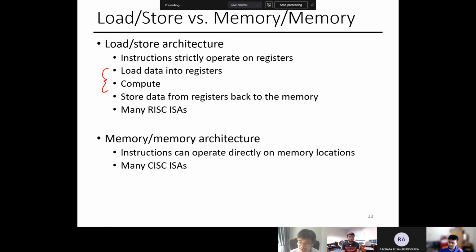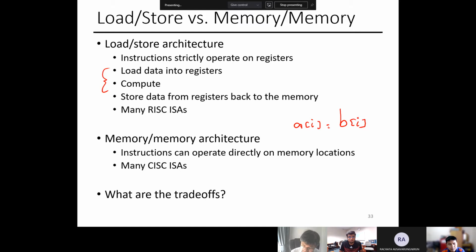Memory to memory: in many ISAs, they extend this assumption and say, hey, if I just want to copy, let's say I want to do A of I equals B of I, why do I even need to load them to the register? Because I know it's one memory location to another memory location, right? So you can have a memory to memory architecture, which supports this kind of thing as well. So what are the trade-offs? Performance, obviously, because you have to bring the data back and forth, right? But complexity as well, because somehow you have to control that in the main memory, right?